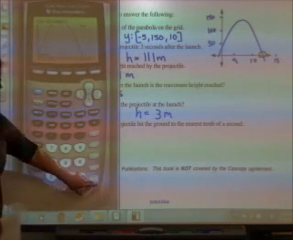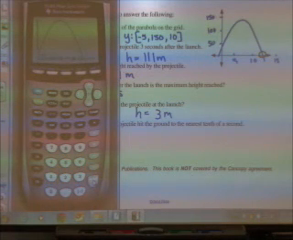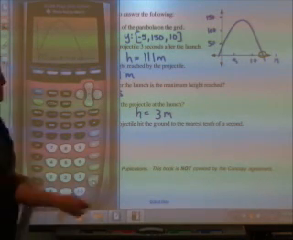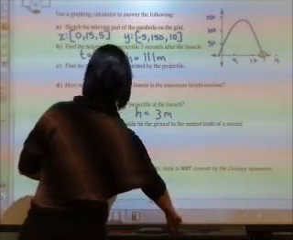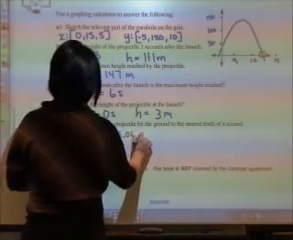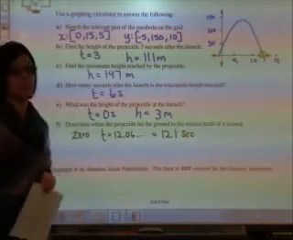I don't want it to guess. I press enter one more time. And what I get is 12 point, to the nearest tenth, 12 point what? 12.1. So I get that t equals 12.06, which becomes 12.1 seconds.